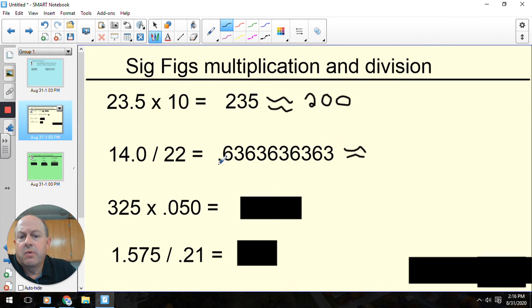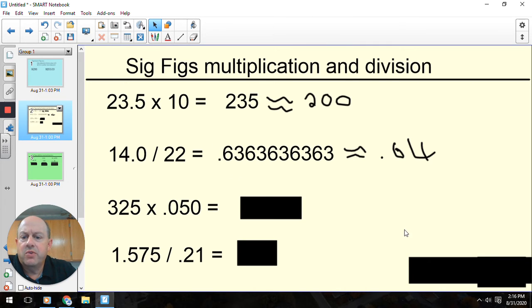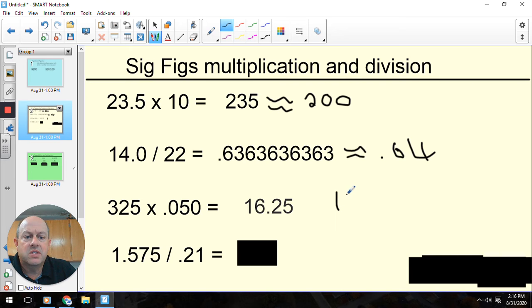In this case, 0.636 would round to 0.64. So that would be our answer. Sorry for the sloppy writing. Next, we would have 325 times 0.05. Do the math. We come up with 16.25. And now we have to round appropriately. 3 sig figs, 2 sig figs, so our answer can only have 2 sig figs. In this case, we would round that to 16. That would be our rounded answer.